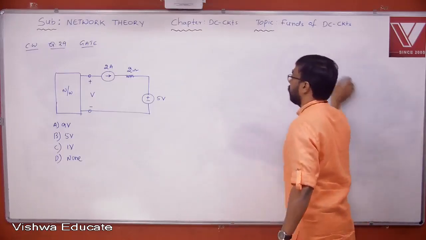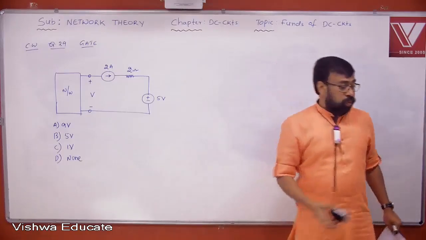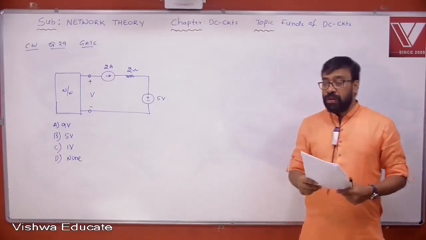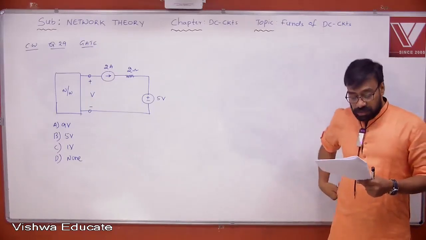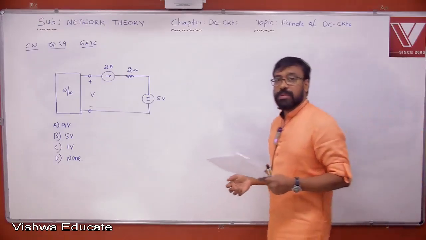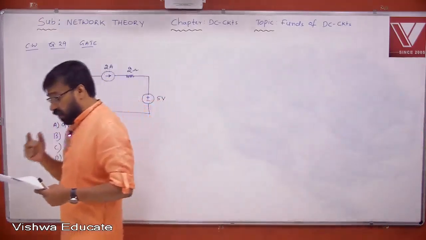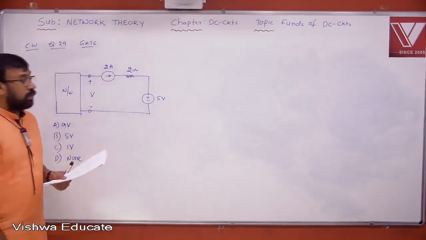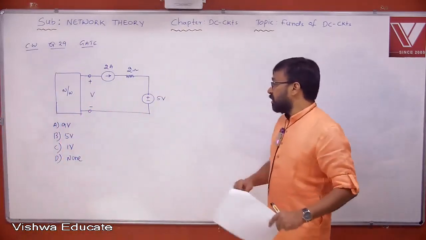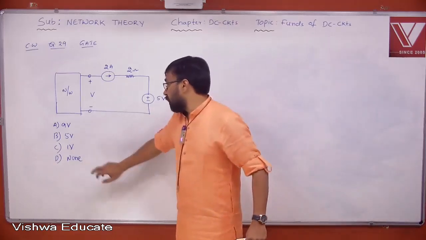Question number 29. Read the question. The voltage V in the following figure is always equal to. Look at the options given: 9 volt, 5 volt, 1 volt, and none.